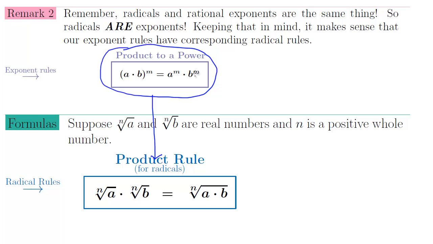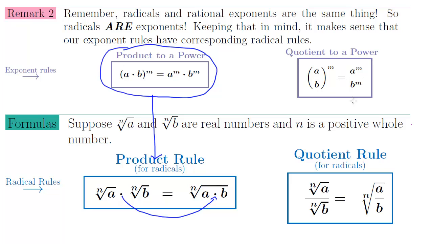If you read the rule from right to left here, it says when you multiply a to the m times b to the m, you get a times b to the m, which means a and b are both being raised to the m power. It's a similar rule for radicals. If you multiply the nth root of a times the nth root of b, you can just multiply underneath the radical expression. So you get the nth root of a times b.